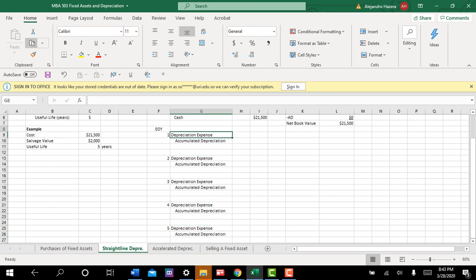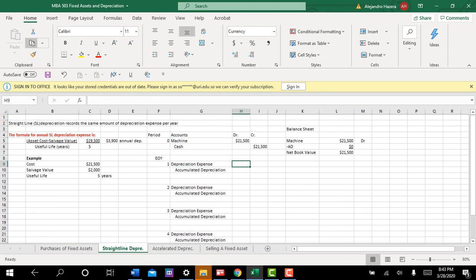Okay, so we're going to make this entry every year. And how much is the entry going to be for? Well, we already know. Every year it's going to be for $3,900. So straight-line is very easy. Once you compute the $3,900 out of this formula over here, then the depreciation entry is repeated every year.